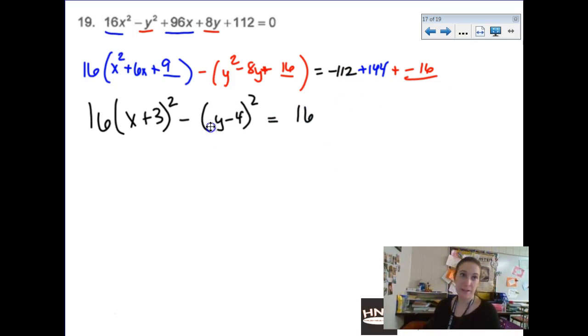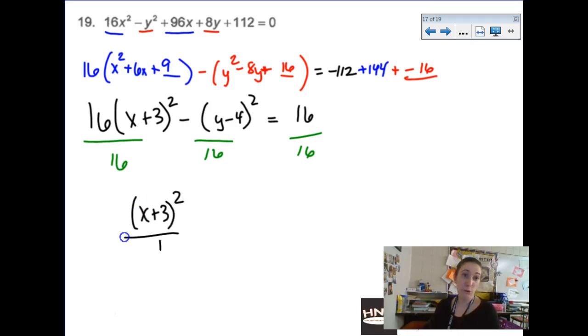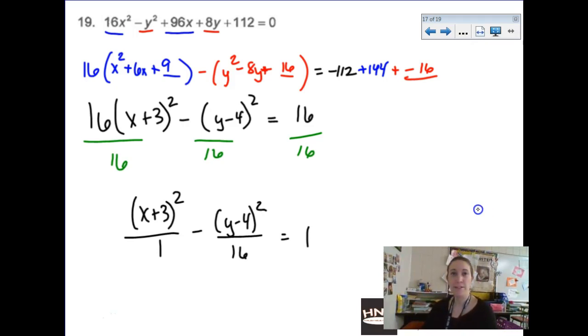And then definitely going to be a hyperbola. I would have divided everything here by a 16. And got x plus 3 squared, you can say over 1, so you can keep the format, minus y minus 4 squared over 16 equals 1. So that definitely would have been a hyperbola. It would have been a horizontal hyperbola. We could have found all that stuff, but I'm out of time. Adios, people. I'm done. Part 2 of the lesson's coming next.